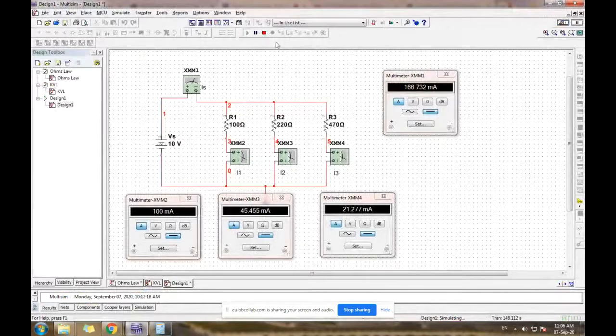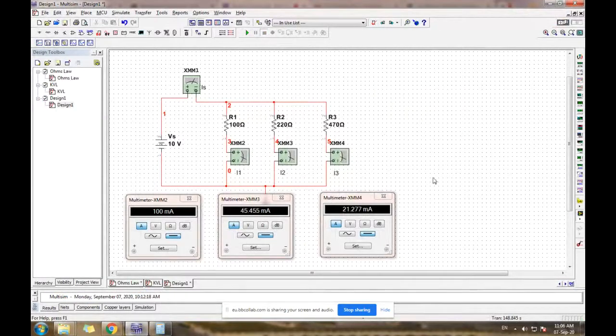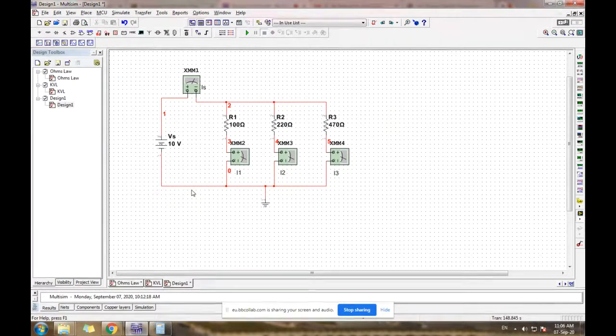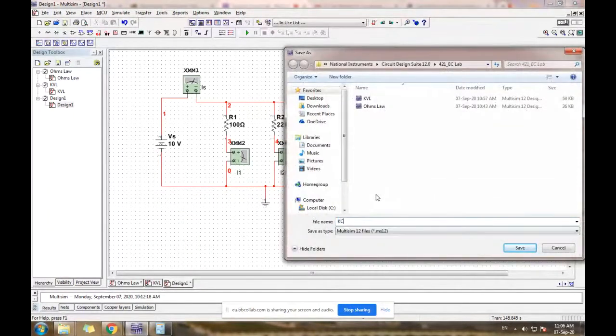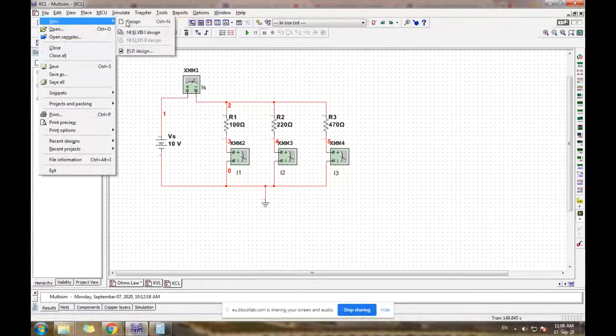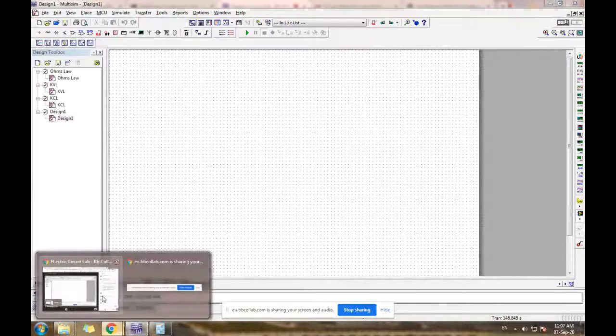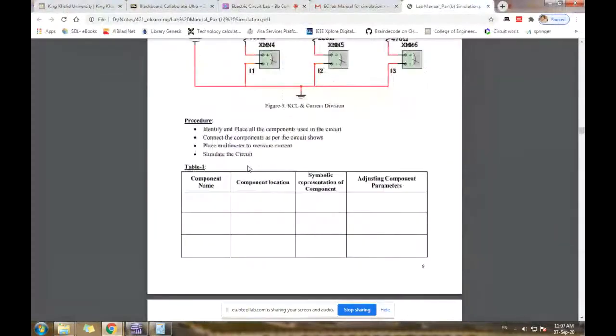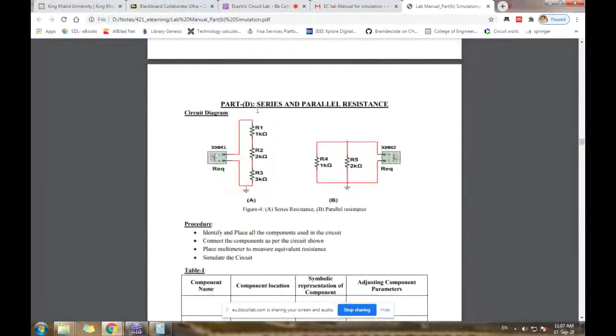So let us stop this. Let me save this as KCL. Okay. So let us select another file, new design. The last one from the lab manual. It is series and parallel resistances.